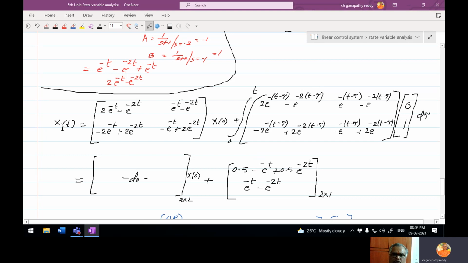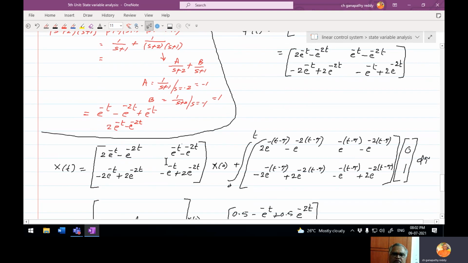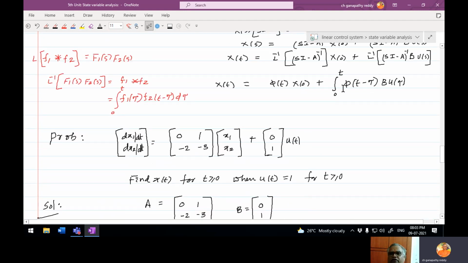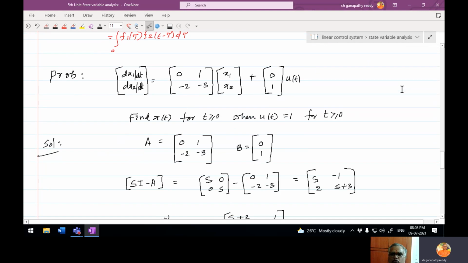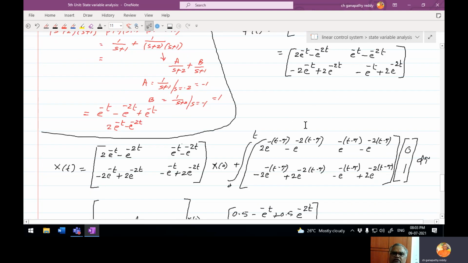x of t is equal to phi of t into x of 0 plus the integral from 0 to t of phi of t minus tau. Previously, let me show it again. Phi of t minus tau into B into u of tau. So same way, this is phi of t minus tau, just replacing t with t minus tau.